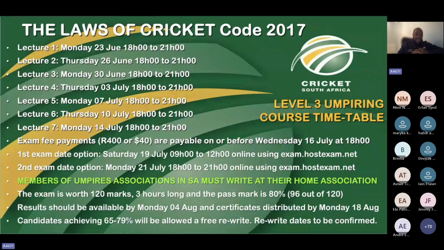So what happens if you do not achieve 80%? Candidates achieving between 65% and 79% will be allowed a free rewrite. Those rewrite dates will be confirmed when we are writing the exams. So at the end of this course, we will know when our next level 3 course will be, and that's when you will be able to do your rewrites.